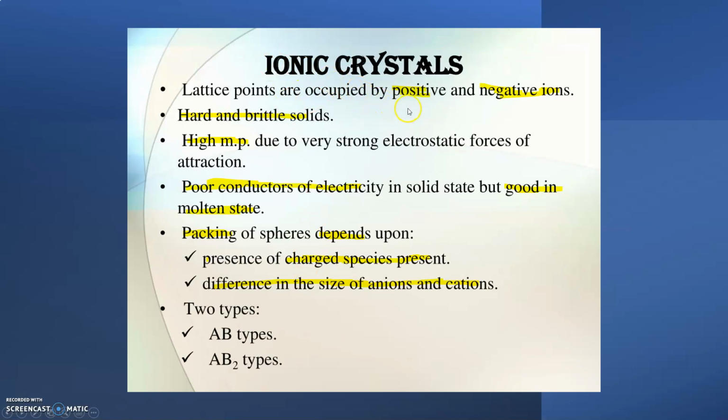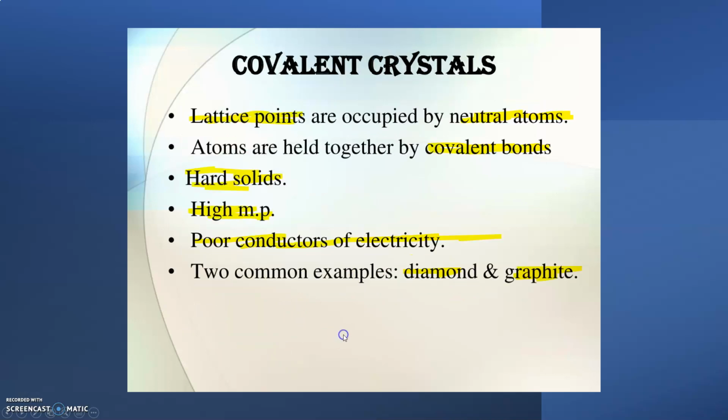The ionic crystals are made of positive and negative ions. They are very hard and brittle. They have high melting points. They are poor conductors of electricity, but in the molten state, they are good conductors. The packing of the spheres depends on the presence of charged species and the difference in the size of anions and cations. We have two types, AB types and AB2 types.